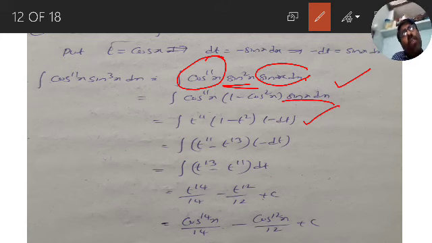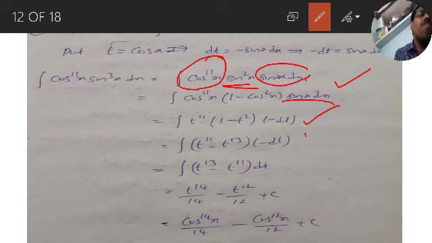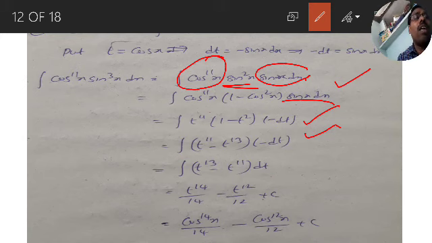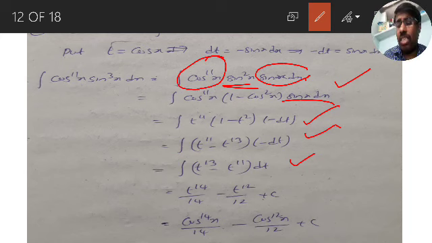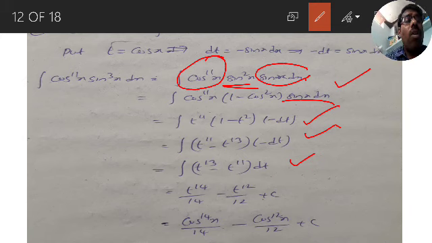Now t power of 11 into 1 is t power of 11 minus t power of 11 into t square is t power of 13, into minus dt. Multiply with minus, minus becomes plus and plus becomes minus. That is integration of t power of 13 minus t power of 11. X to the power of n integration is x to the power of n plus 1 by n plus 1 plus c. Now t power of 13 integration is t power of 14 by 14 minus t power of 11 integration is t power of 12 by 12 plus c.